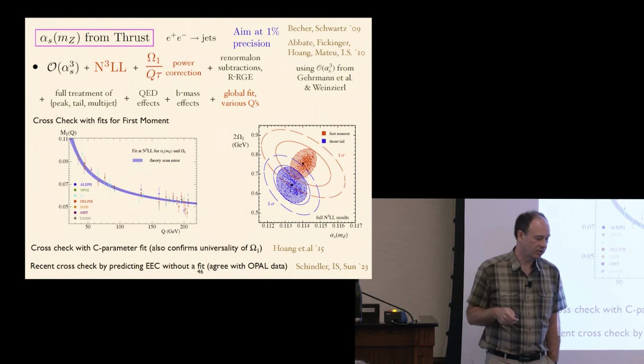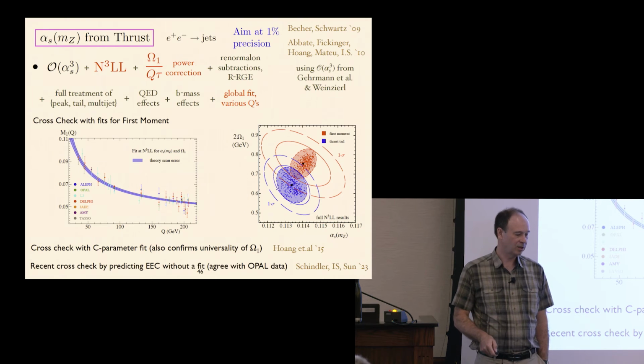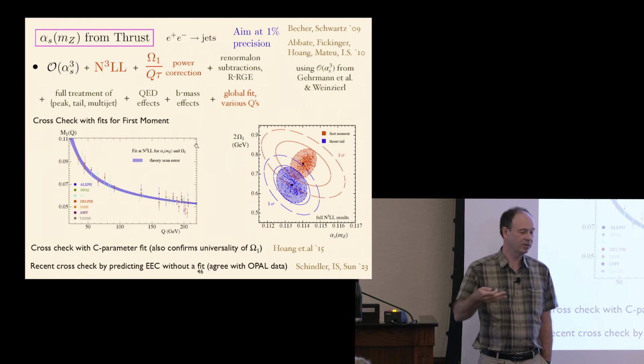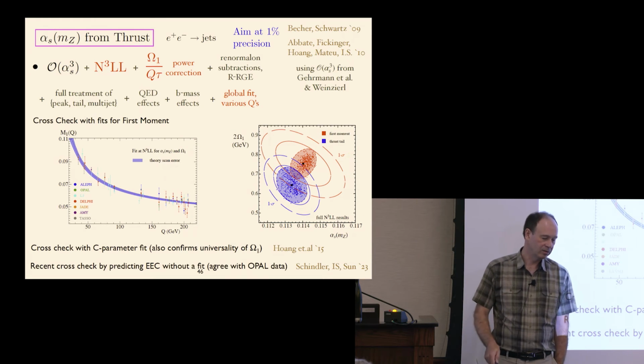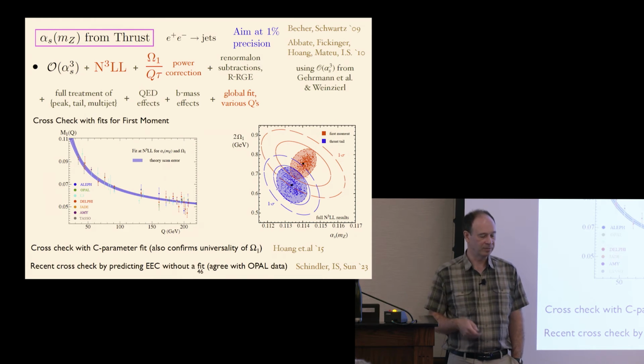So the logarithms are not playing a key role, but the same non-perturbative parameter is relevant, for example, if you fit to the first moment. And so we get this red blob from the first moment, and it agrees quite well with, if you look at the outer circle, which is the 1 sigma in 2 dimensions, the earlier blue blob from the fit to the distributions.